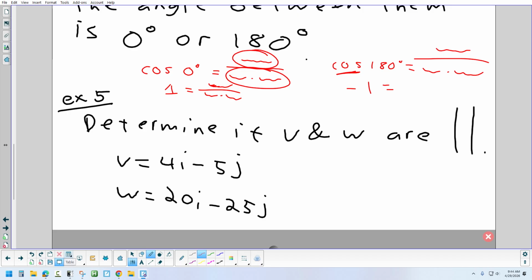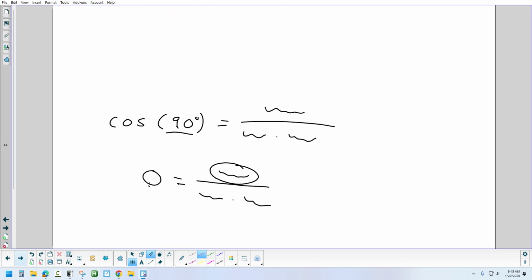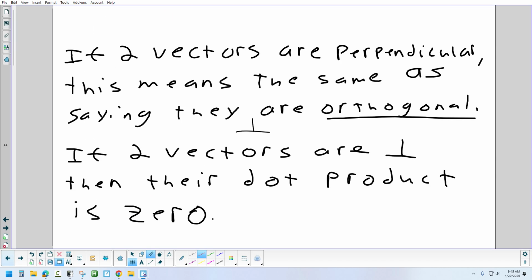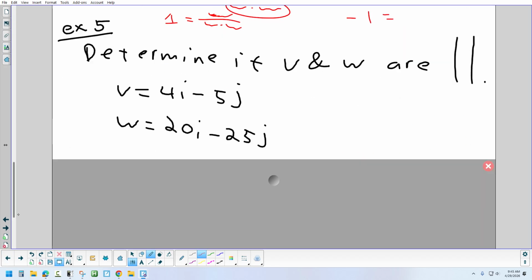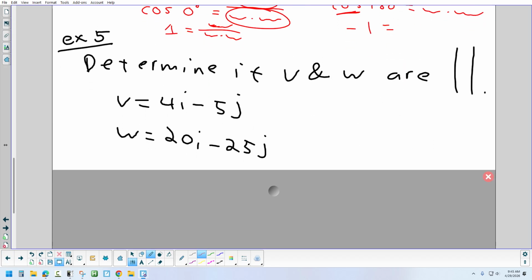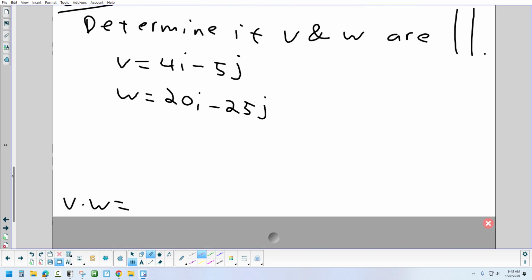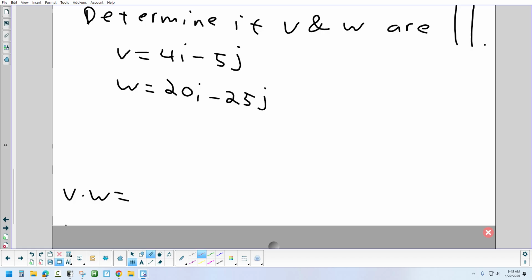Okay, so let's determine if V and W are parallel. That's the symbol from geometry for parallel, two vertical lines. So yeah, this is the last one. Okay, what's the first thing that we need to figure out? Dot product. Yep, we need the dot product. So a good space for that right here.